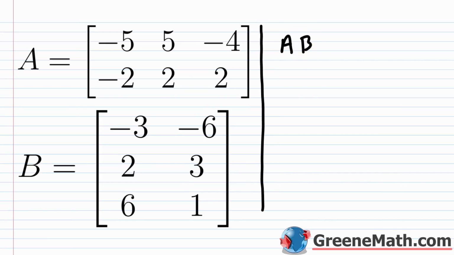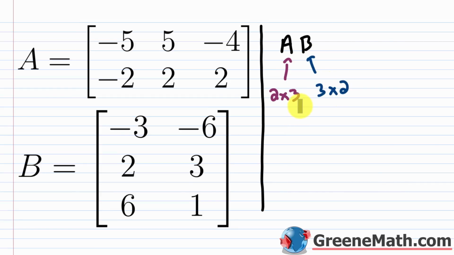Well, in order for it to be possible, the number of columns from the first matrix, which is A, the matrix on the left, has to match up with the number of rows from the second matrix. So this is the matrix B, the one on the right. In this case, A is a 2 by 3 matrix, so 2 rows and 3 columns. And for B, you have a 3 by 2, so 3 rows and 2 columns. So this right here is a 3 by 2.